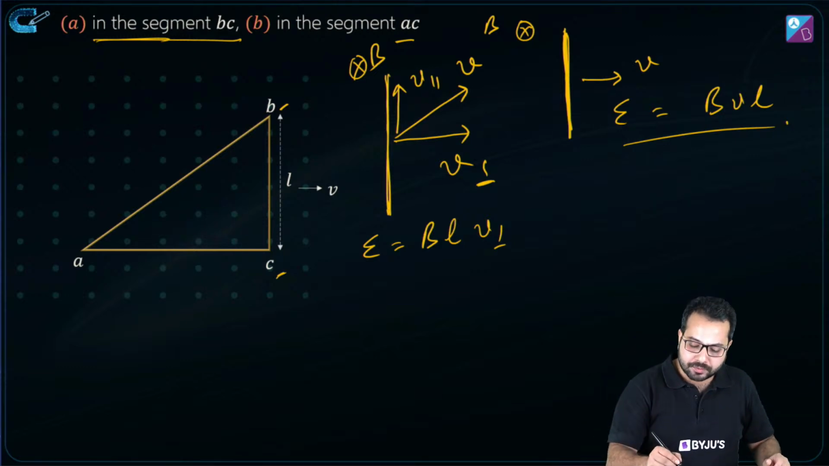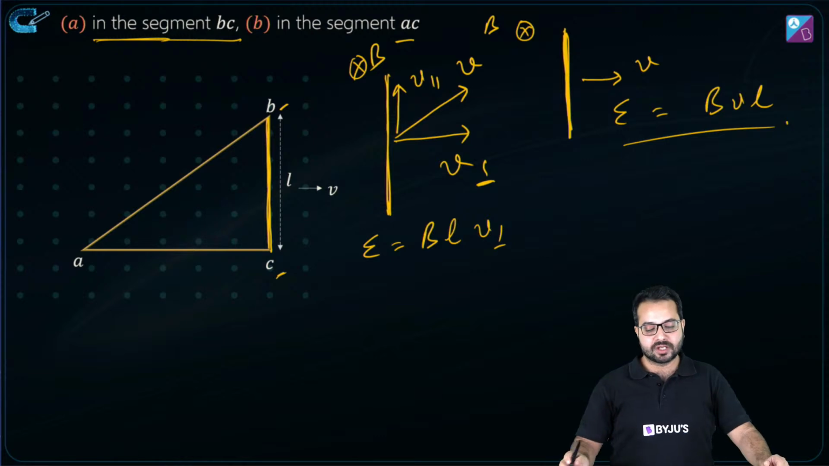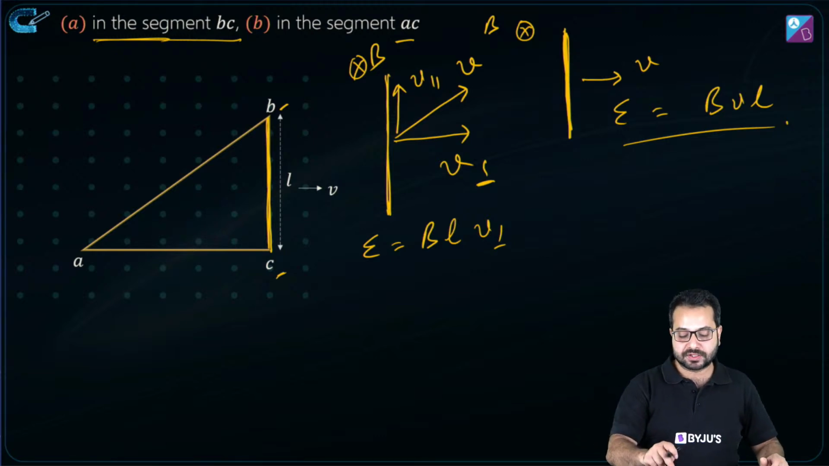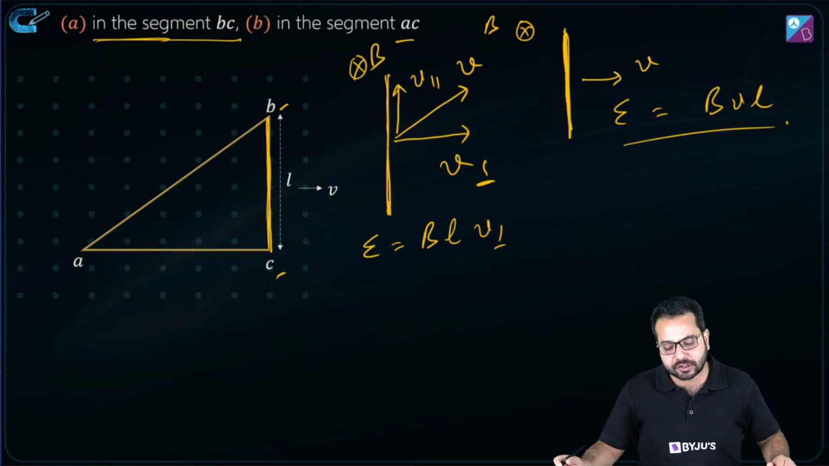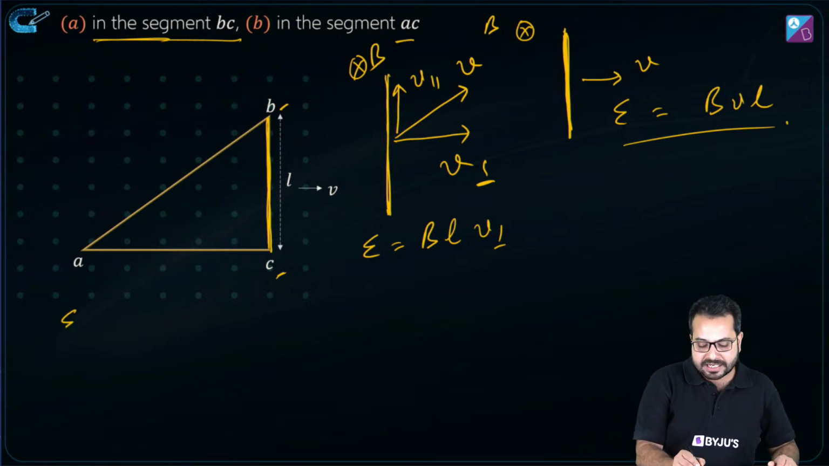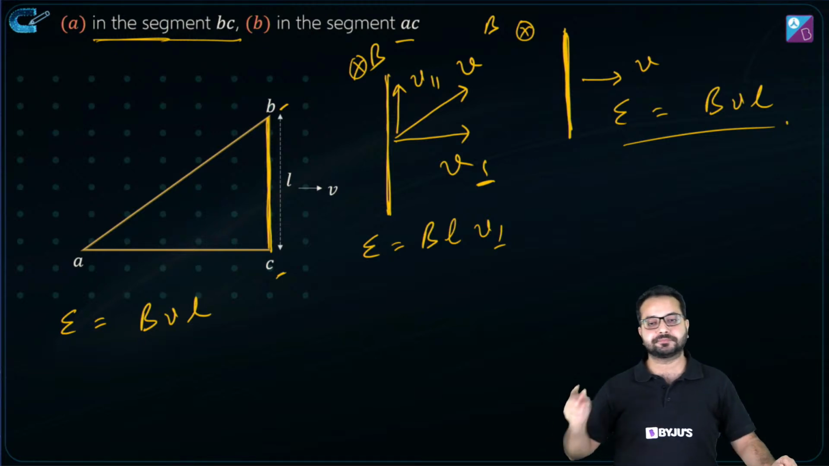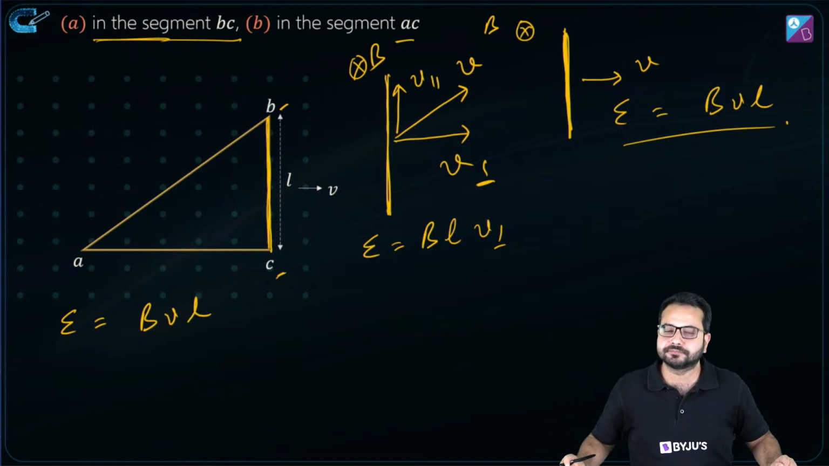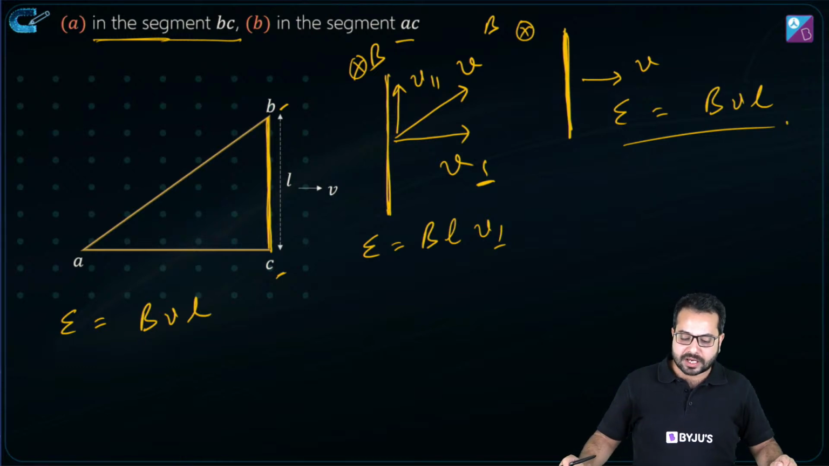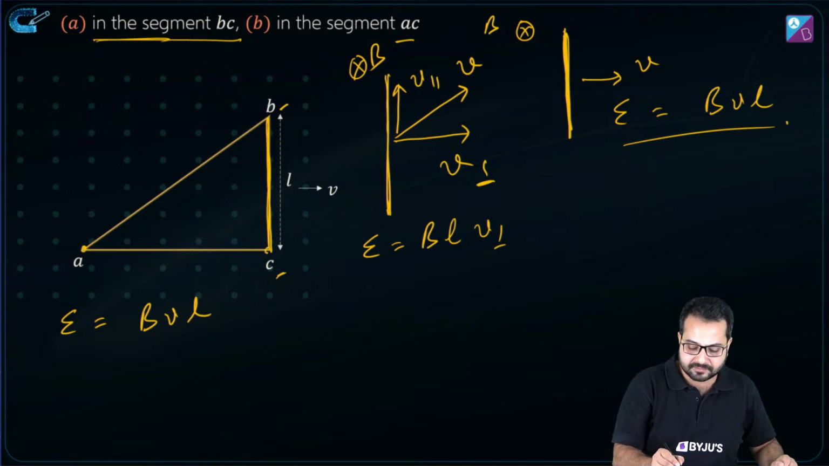Now let's talk about the segment BC. Here the velocity, the length and the magnetic field are all perpendicular to each other, which means that the EMF is going to simply become BVL. Do you agree? Any problem? Perfect. All right.